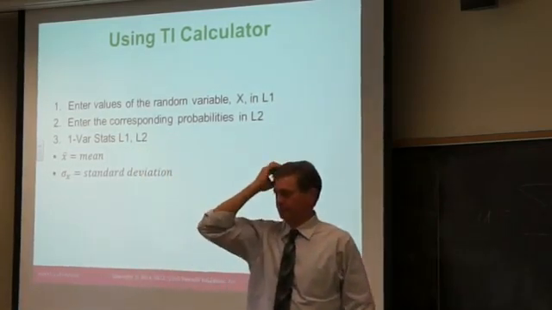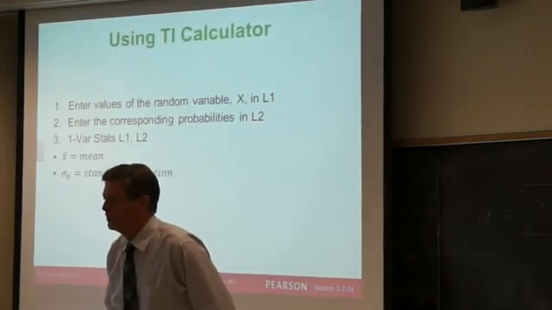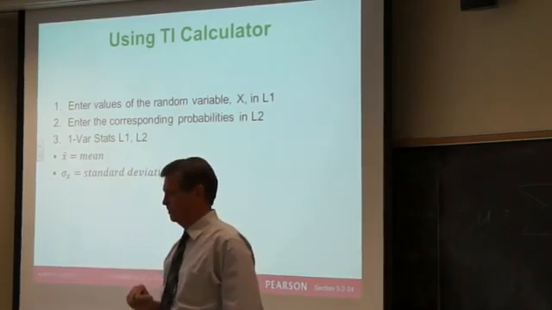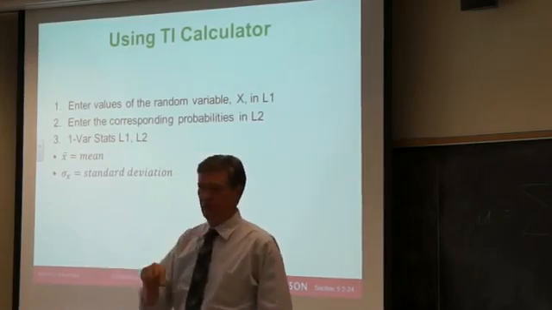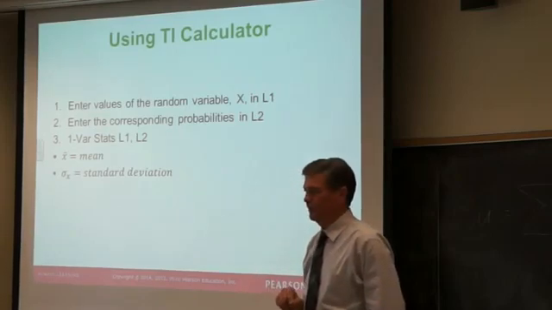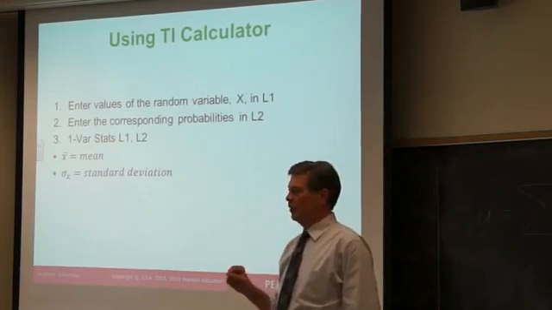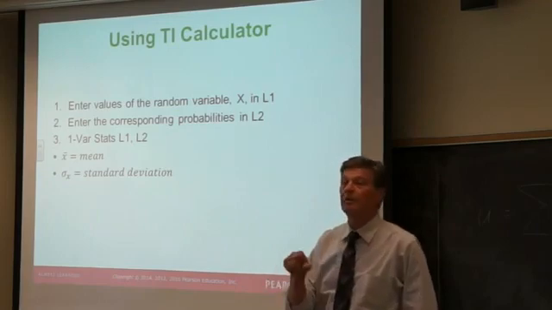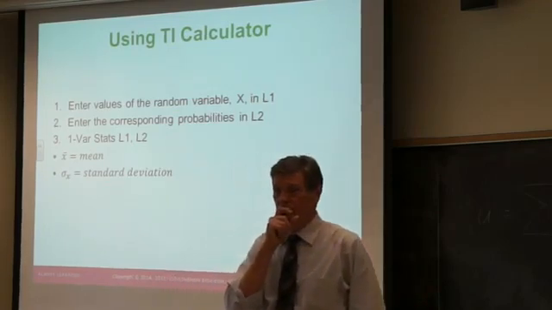How do you do that? You put in L1, comma, L2. Where do I find that? You use Second, and then look for L1. Are we all on board here? So L1 for the list and L2 for the frequency? Yeah.